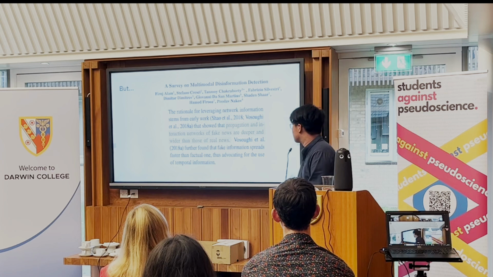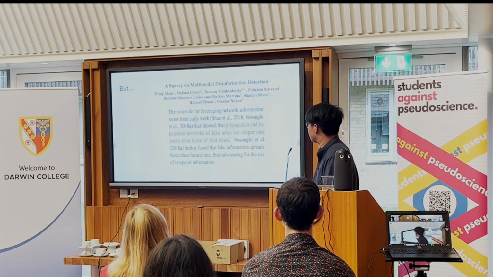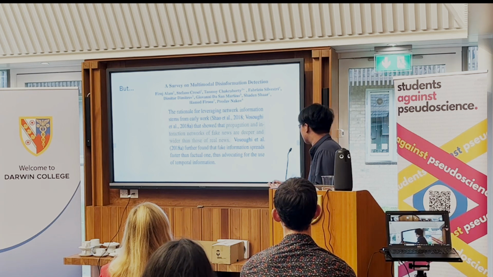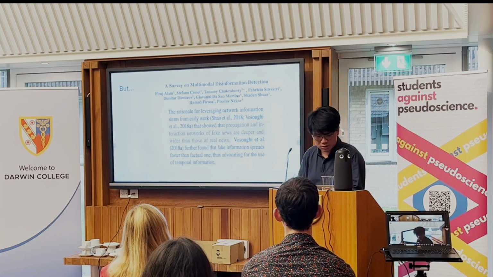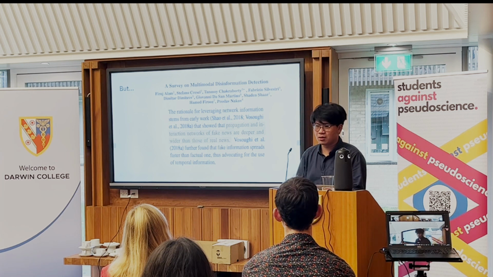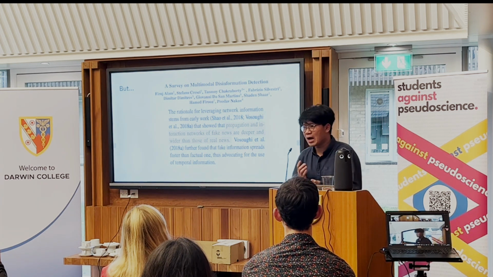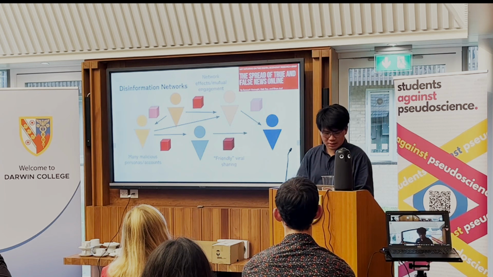Maybe not. So this is a survey on multimodal disinformation detection. And buried in there, somewhere in paragraph 64, is a line that says propagation and interaction networks of fake news are deeper and wider than those of real news. So earlier people have said that fake news spreads 7 times faster. So how is that done exactly? What exactly is going on?